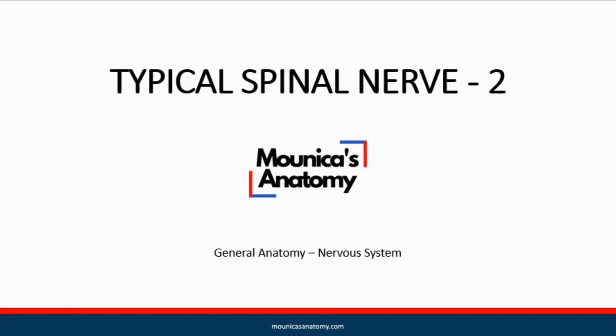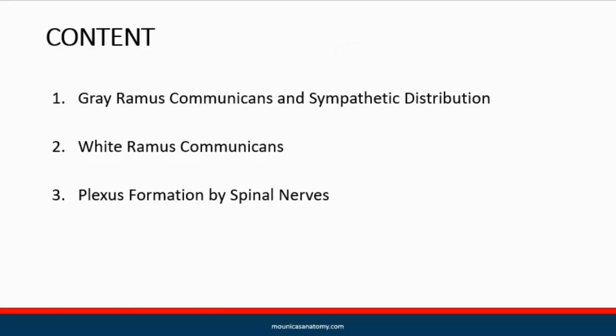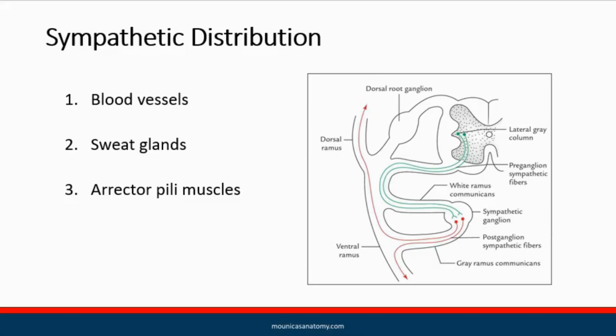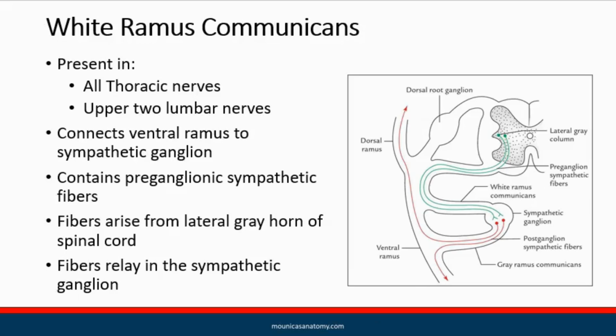Typical spinal nerve Part 2. Let's study gray ramus communicans and its sympathetic distribution, white ramus communicans, plexus formation. Gray ramus communicans: soon after formation, ventral ramus receives gray ramus communicans from sympathetic trunk ganglion. It contains postganglionic sympathetic fibers. Sympathetic distribution: blood vessels, sweat glands, erector pili muscles.